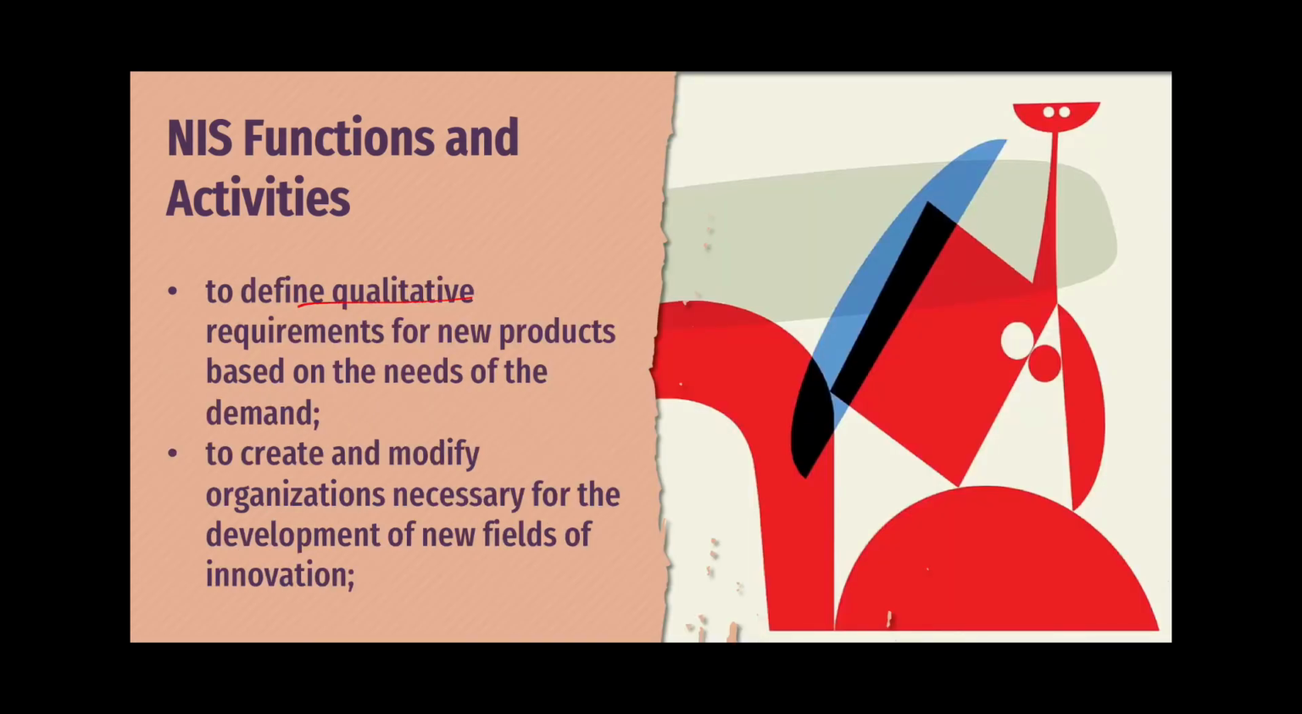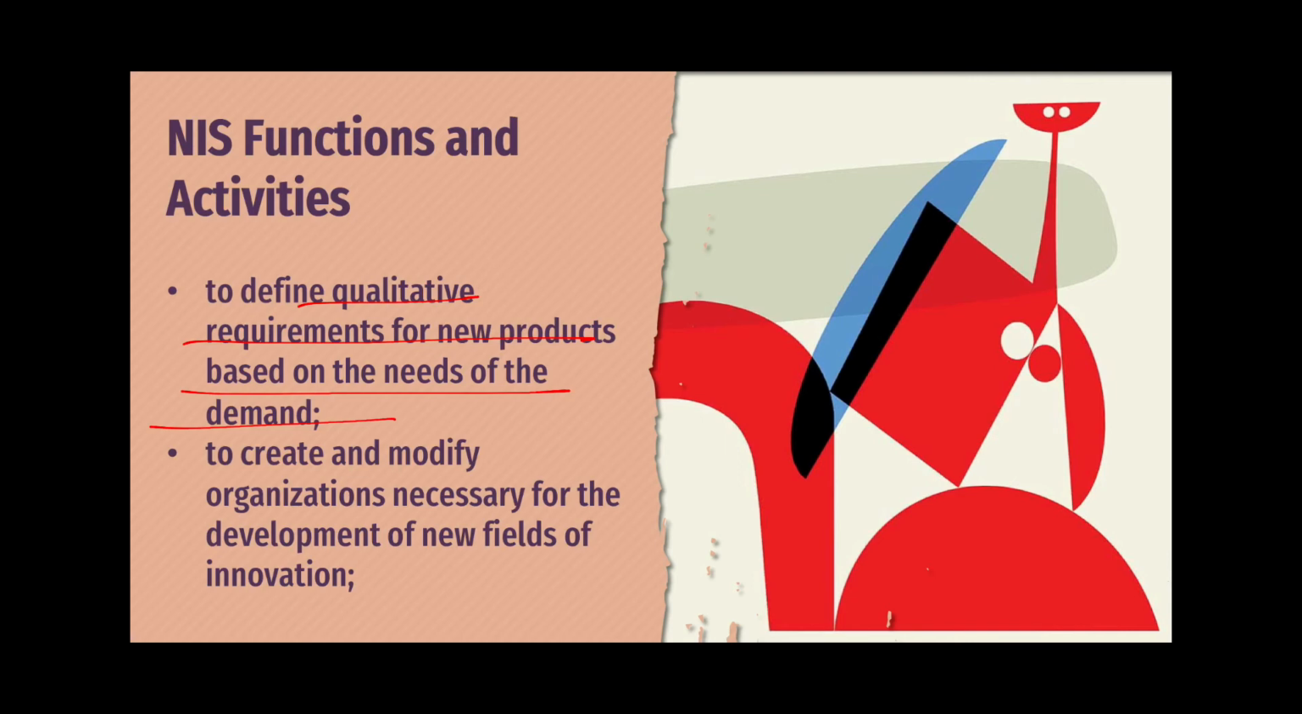Next, define qualitative requirements for new products based on the needs of the demands. No? So, for example, when a new vaccine comes in, diba, do we allow it to be a part of our formulation? No, do we give an FDA approval for it? Because when you have qualitative requirements, diba, within that national system, the researchers, the scientists already know the boundaries. No? What do they need to do in order for them to get those things that they develop into the market?